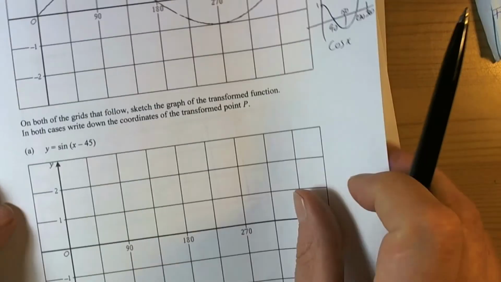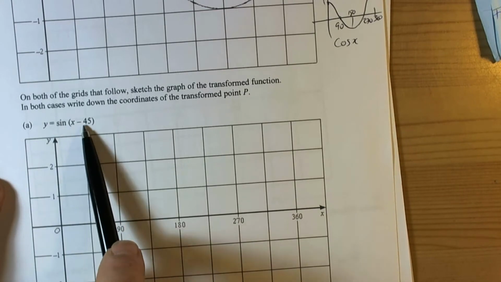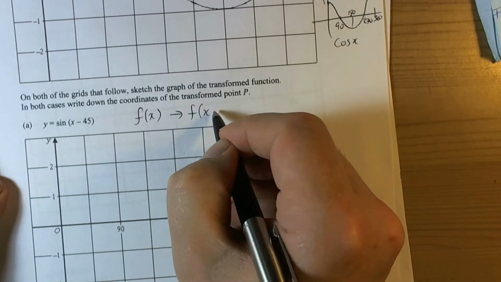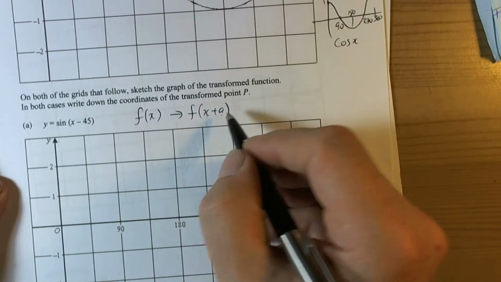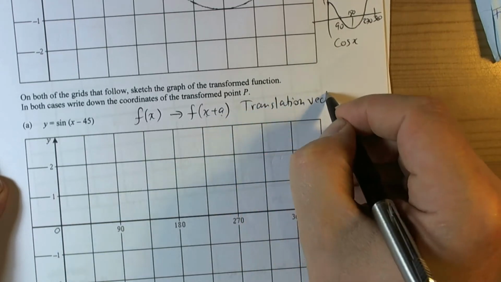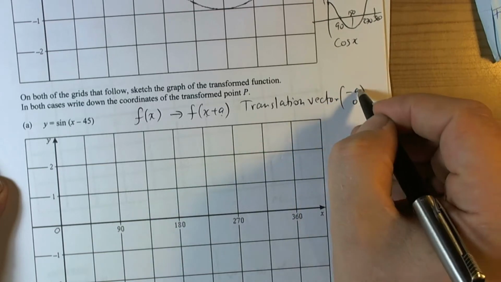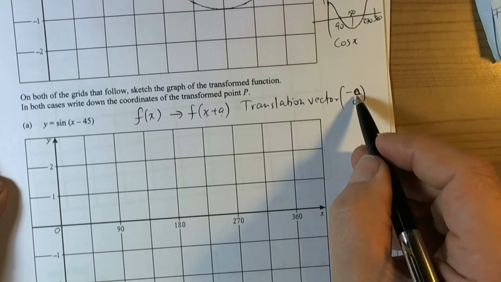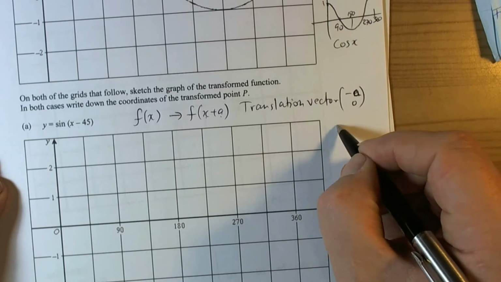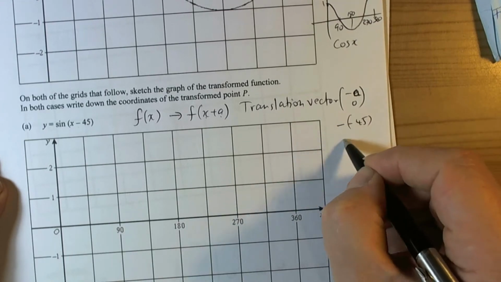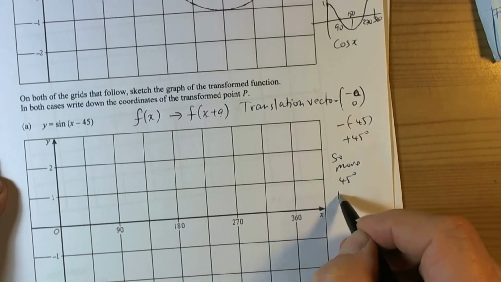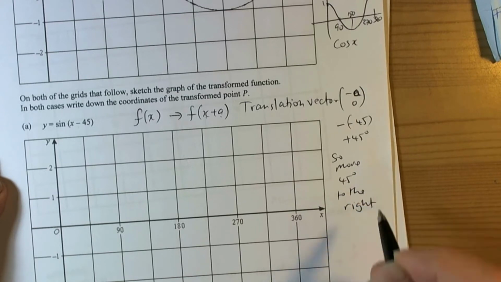So this first one says we've got to do the sine of x minus 45. Well, what we've got to remember is the rule says that if we've got a function and we change it into f of x plus a, then that is a translation through vector negative a, 0. So it's a translation of negative a, 0. Well, they're telling us the a value is negative 45. We just take away 45. So negative 45 is plus 45 degrees. So move 45 degrees to the right.